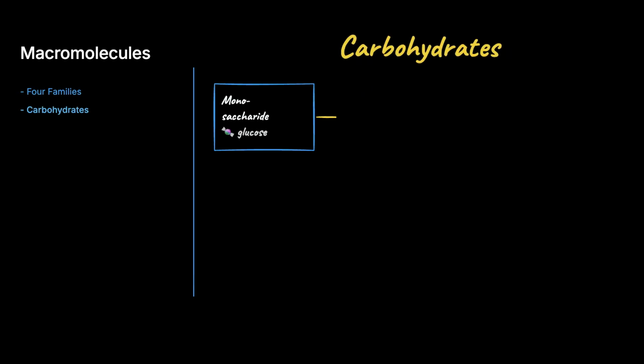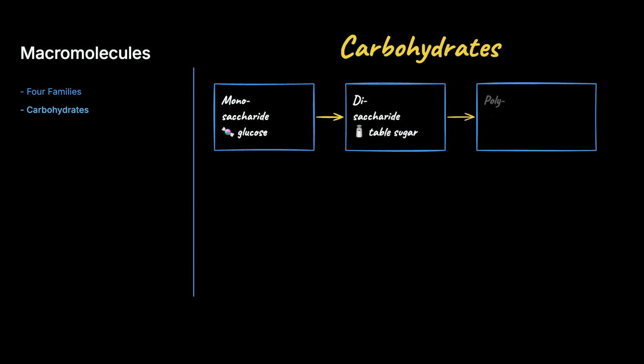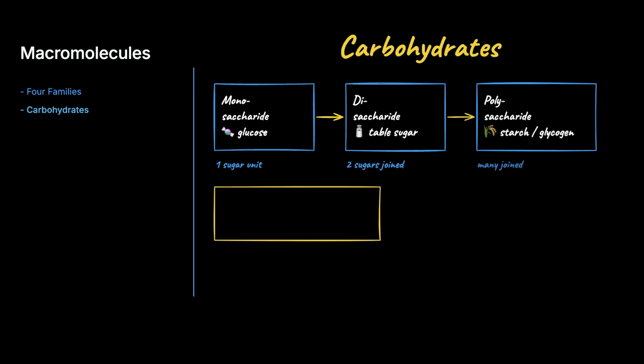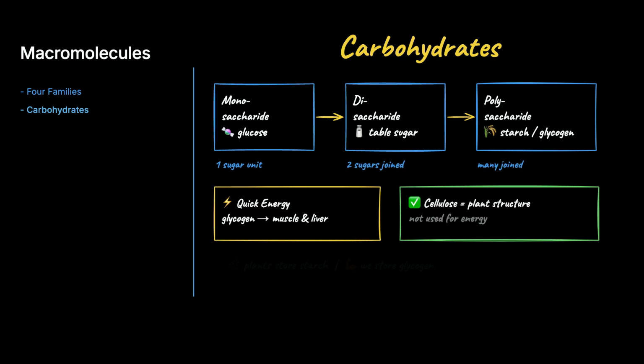Carbohydrates come first, and their building block is the monosaccharide, a simple sugar like glucose. Join 2 and you get a disaccharide such as table sugar. Join many and you get a polysaccharide like the starch plants store or the glycogen we store in muscle and liver. Their main job is quick energy, though cellulose gives plants structure.